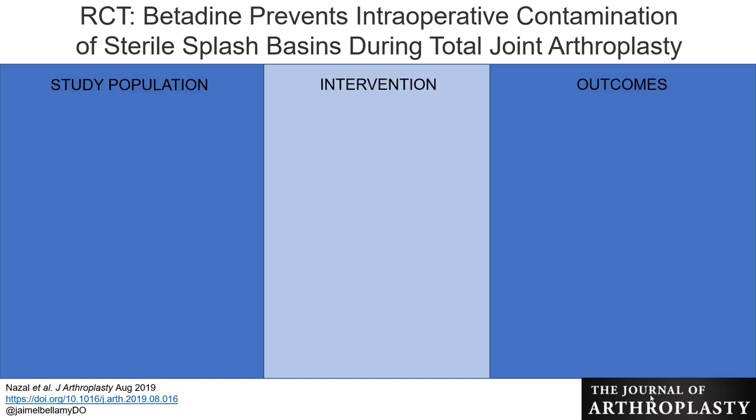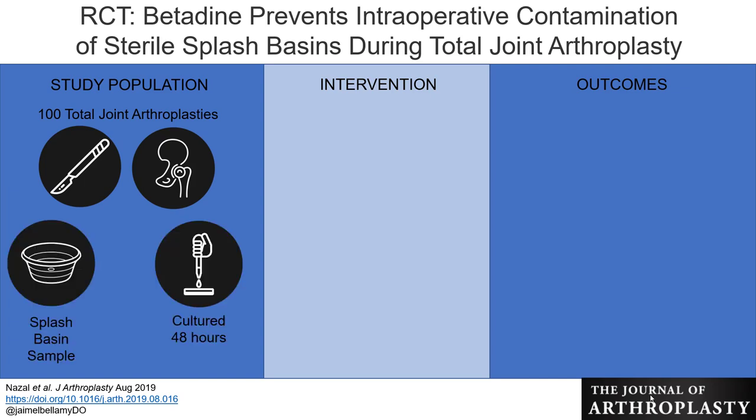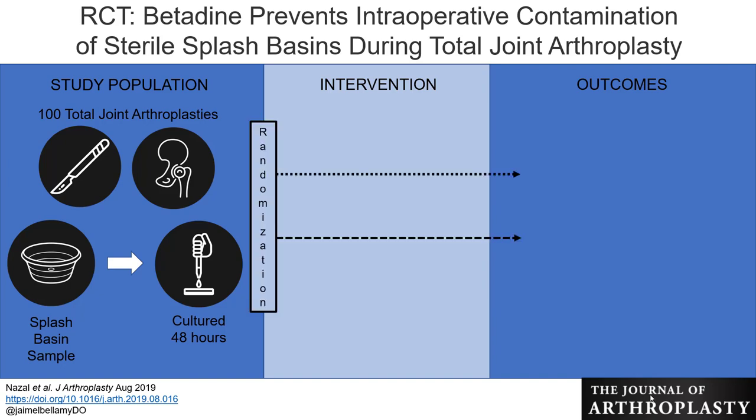Now you fill in your story with icons and text. For this study population, there were 100 total joint arthroplasties done. During the surgery, intraoperative samples were taken from a splash basin that was on the surgical tech's back table to wash the instruments. Those samples were cultured for 48 hours. Randomization was done between the control with sterile water and the treatment with betadine.